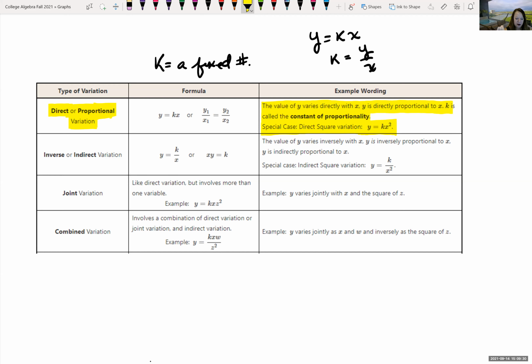Basically, in these word problems, we're going to get a statement, and we're going to be able to write out what that direct variation is, or whatever type of variation it is. And then it's going to give us information about values of our variables so that we have enough information to figure out what that fixed constant k is. And then they're going to give us other information that we can answer.